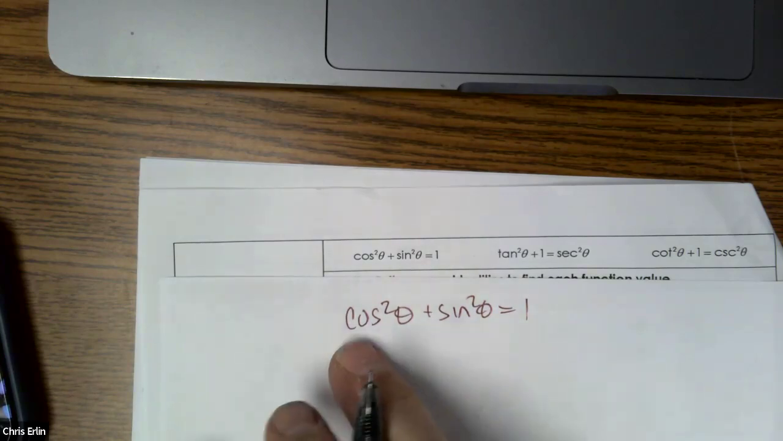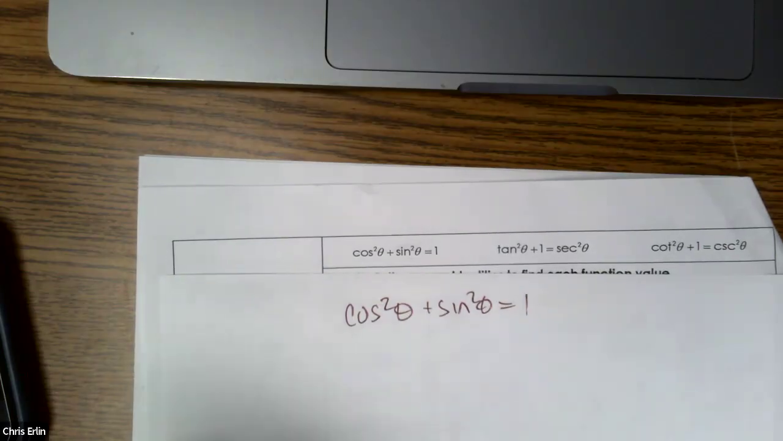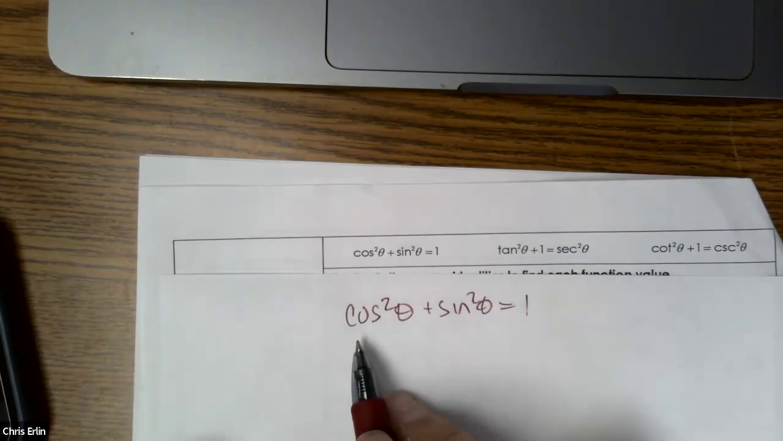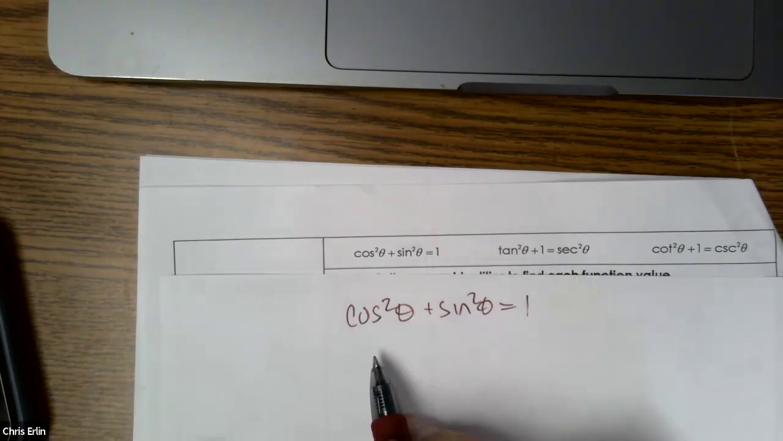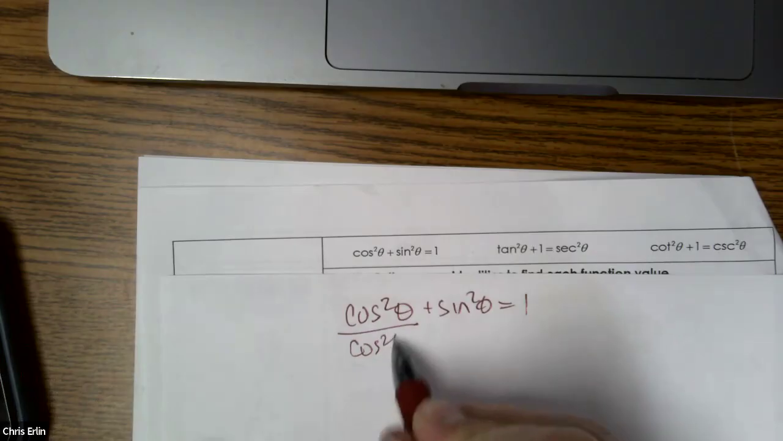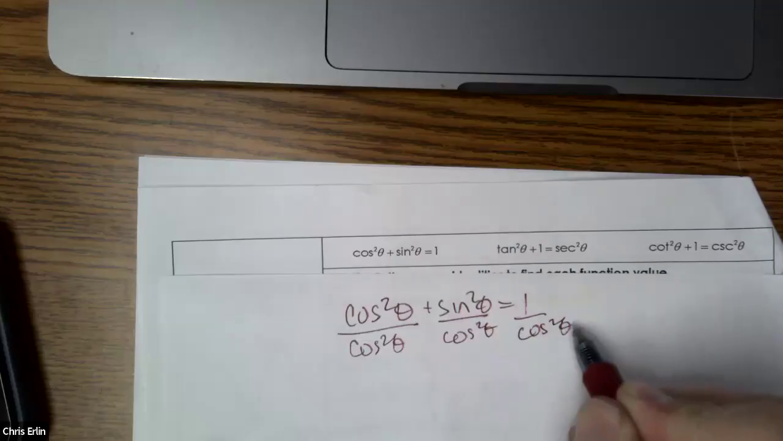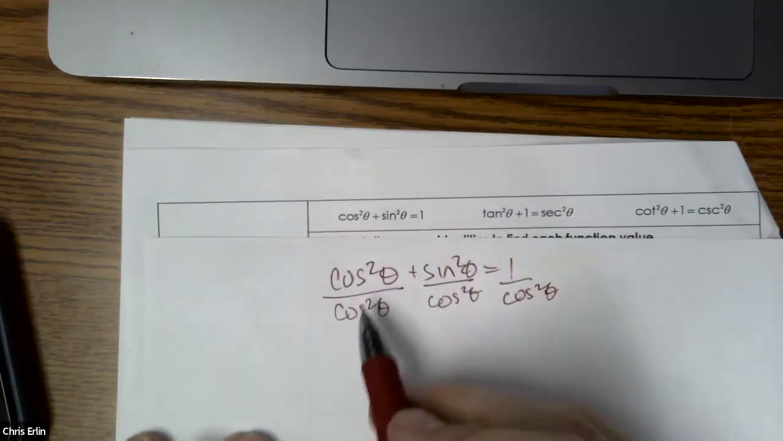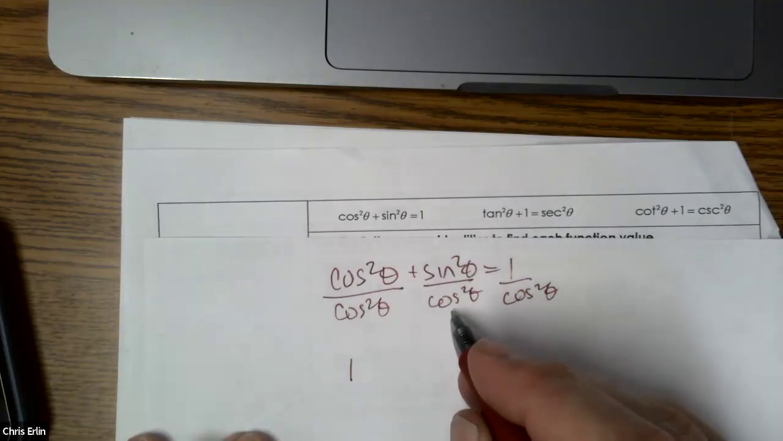Now, do you agree that I could multiply both sides by 4 if I wanted to? I could divide by 6. As long as I do it to everything, I can do it, right? So I'm going to take a chance here. I'm going to divide everything by cosine squared. I'm going to divide this by cosine squared, divide this by cosine squared, divide this by cosine squared. What is cosine squared over cosine squared? What is sine squared over cosine squared?